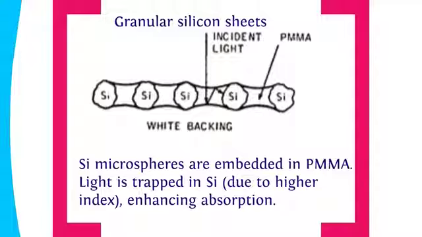But it's not perfectly transparent, because you want to absorb some light. Otherwise, it's just a window, right? So it would be a multifunctional window. So the silicon microspheres are embedded inside the PMMA, which is plexiglass. Light is trapped in the silicon due to the higher index, which enhances the absorption. And of course, you can have a white backing to do the second reflection through it again.